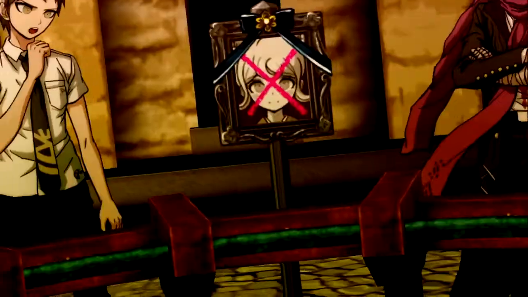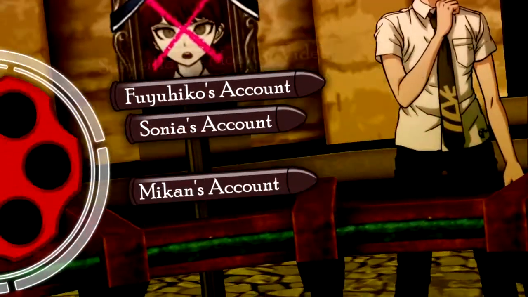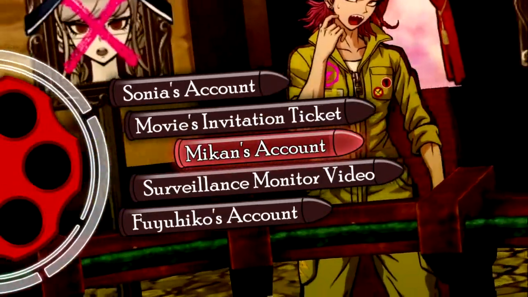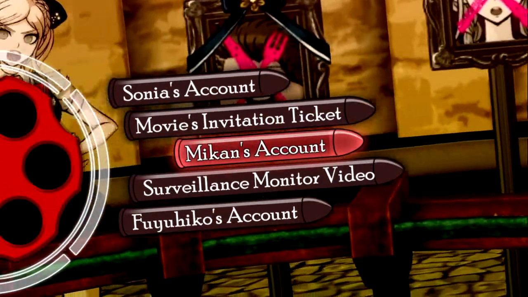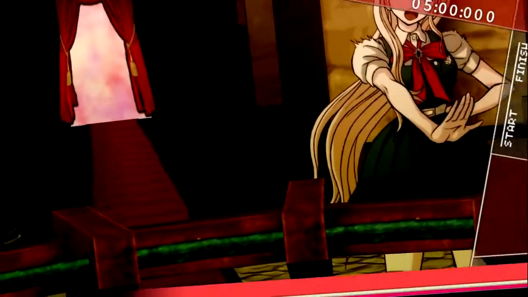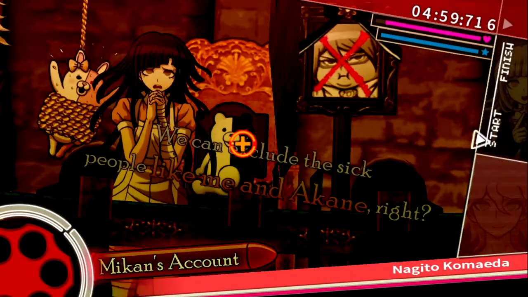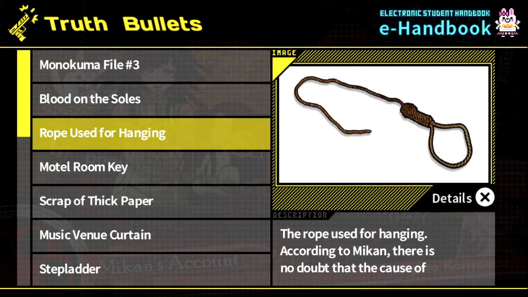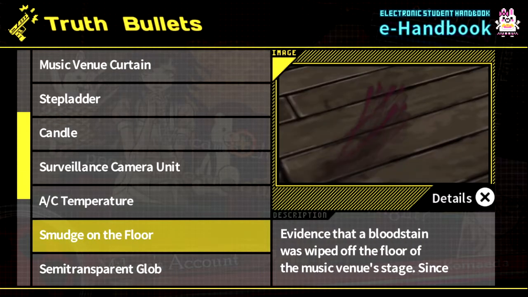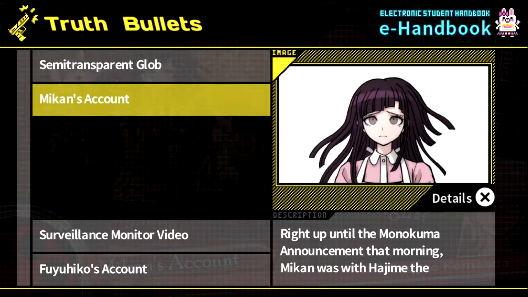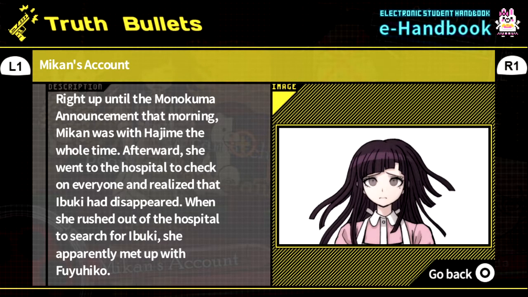Make your argument. Mikon, surveillance, Fuyuhiko, Sonia, movie invitation ticket. Alright, I'm actually kind of curious how we're going to be using these. Let me refresh myself on what these accounts are. Mikon. Right up until the Monokuma announcement that morning, Mikon was with Hajime the whole time. Afterwards, she went to the hospital to check on everyone and realized Ibuki had disappeared. When she rushed out of the hospital to search for Ibuki, she apparently met up with Fuyuhiko.